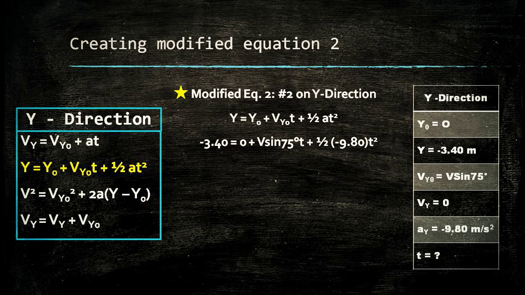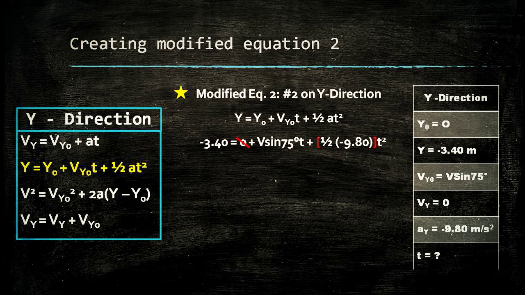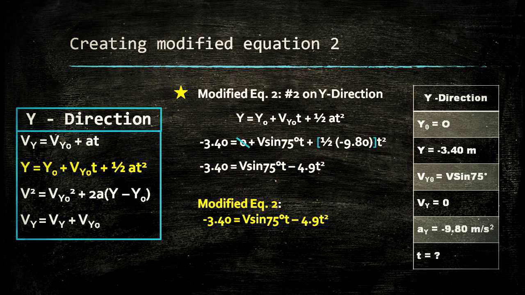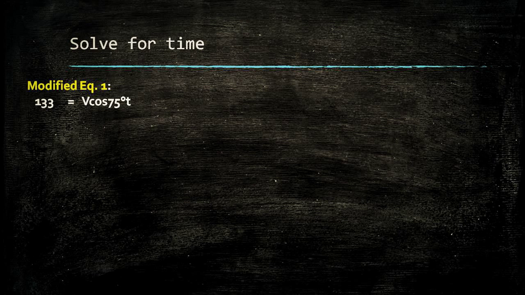So now our y value will be negative 3.4 because of the declining ramp, and the initial position of y will be 0. Because velocity again is undetermined, we will use v sine 75 degrees times time plus 1/2 times negative 9.8 acceleration due to gravity times time squared. 1/2 of negative 9.8 is negative 4.9, which gives us our second modified equation: negative 3.4 equals v sine 75 degrees times time minus 4.9 times time squared for velocity in the y direction.